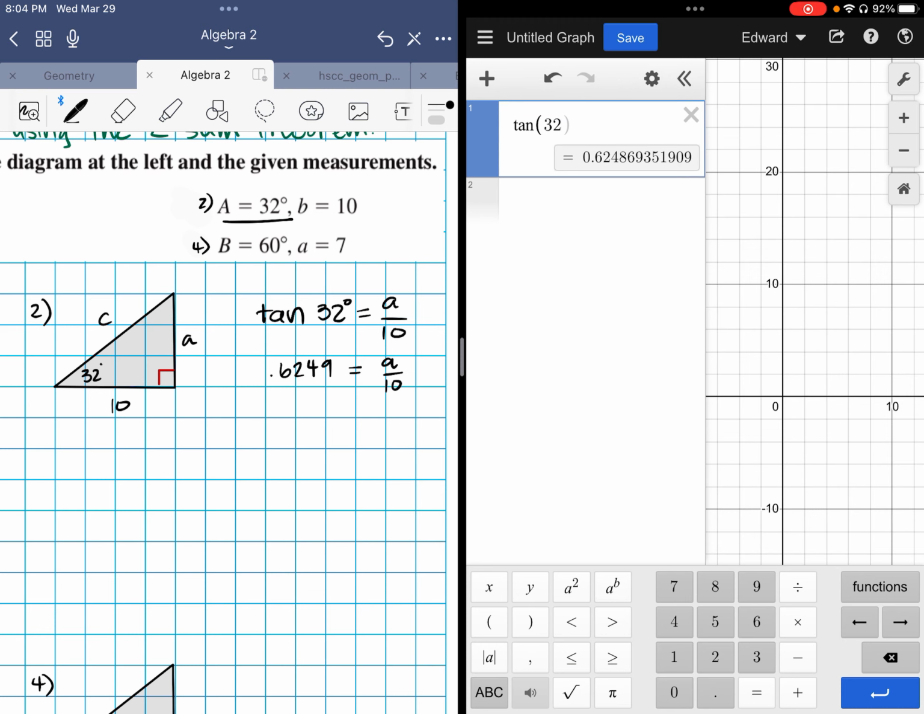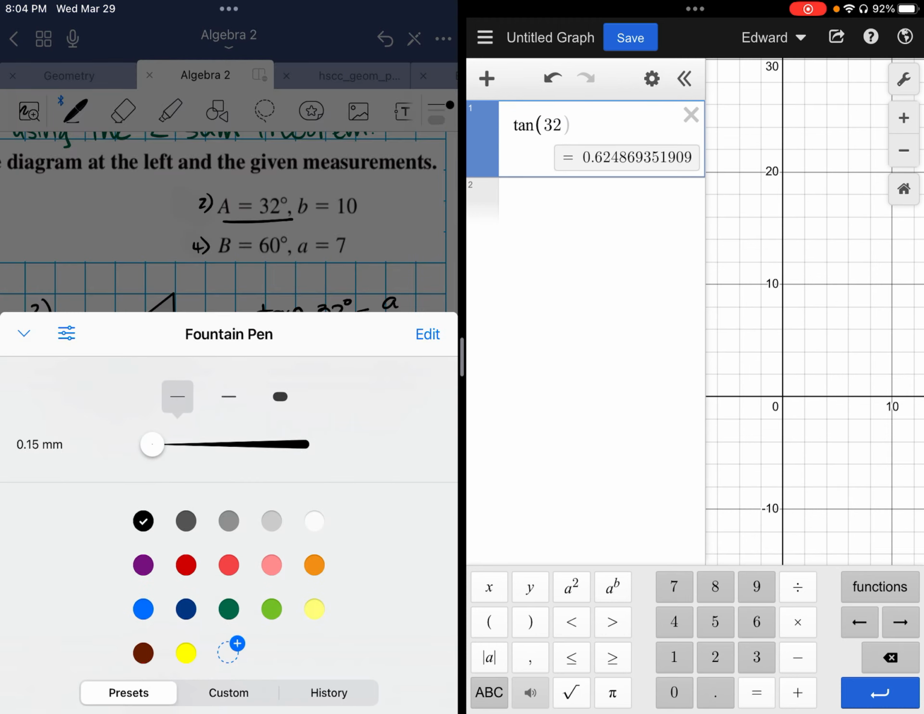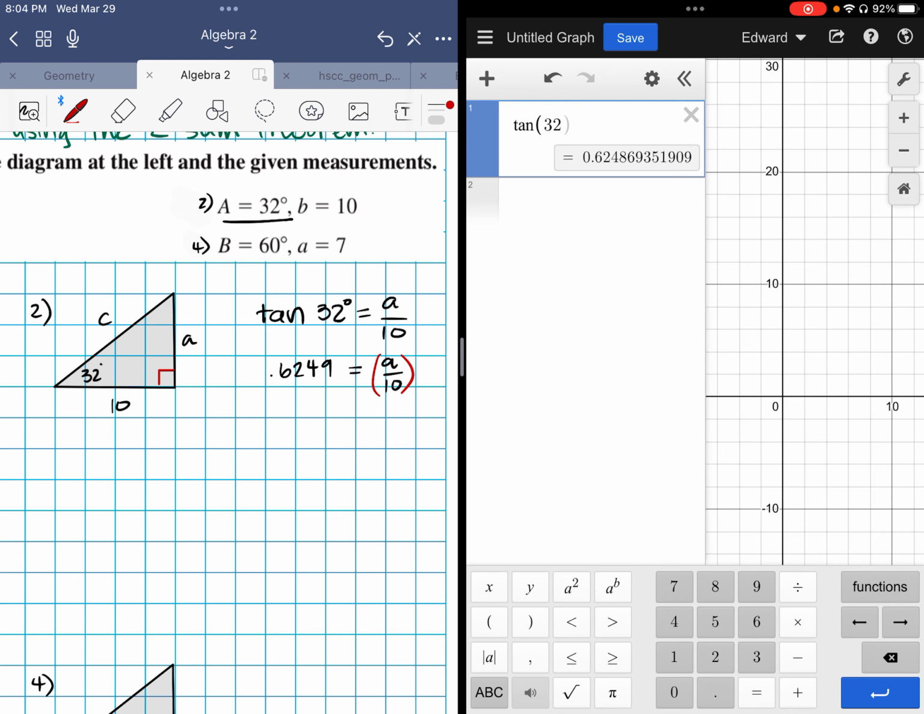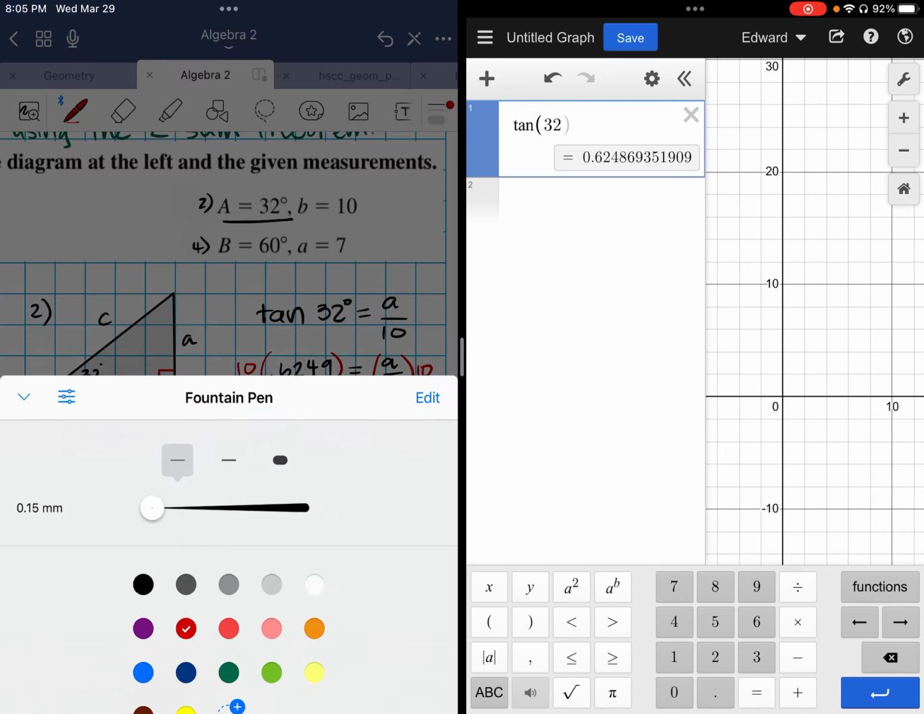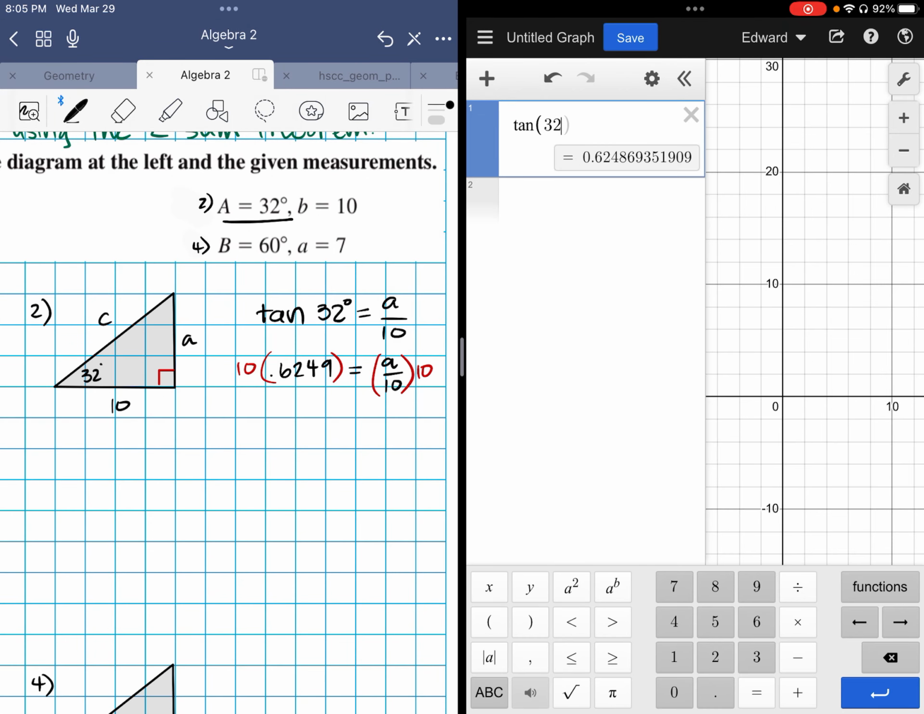Now we're going to go ahead and solve this equation by multiplying both sides of the problem by 10, left side, right side. We don't need a calculator on this guy because we know that when you multiply by 10, it just moves the decimal. So we get 6.249. So we now know that A is 6.249. If you want, you can erase that guy over there, fill it in with 6.249.